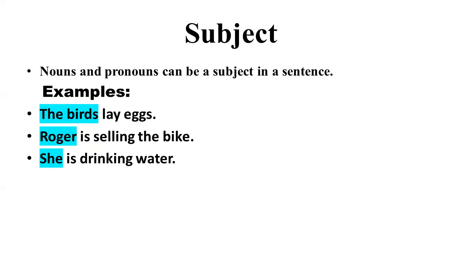And the third example, she is drinking water. So we can say that someone is doing something here. Who is doing what? She is drinking water. What is she doing? Drinking water. And who is drinking water? She. So the answer to this who is the subject. What is your answer to the who? Who is drinking water? Yes, she. She is the subject here.